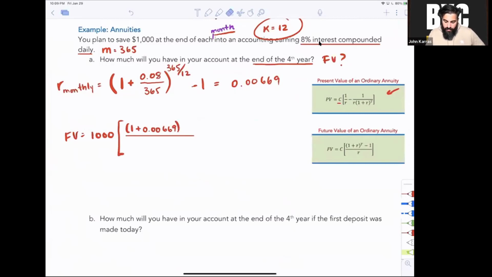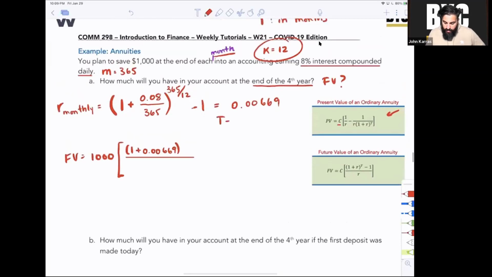Now T is what? I'm looking at the chat. What do you guys think T should be in this question? Everyone is saying 48. Very good. Remember, it's 4 years, but it's in months, so 48, minus 1, over 0.00669.